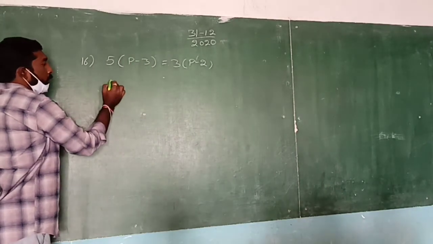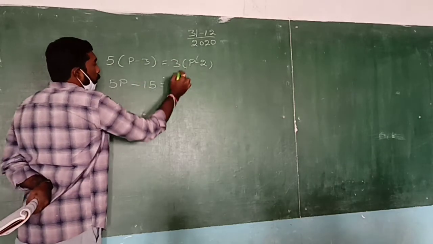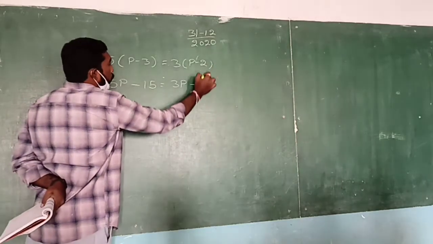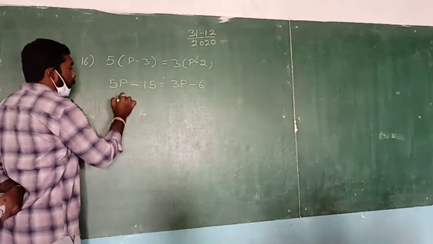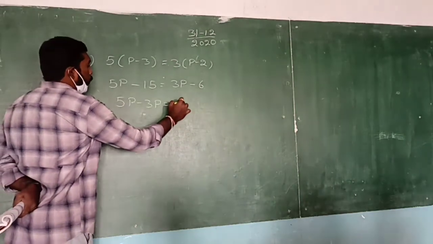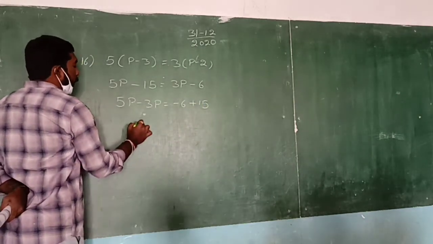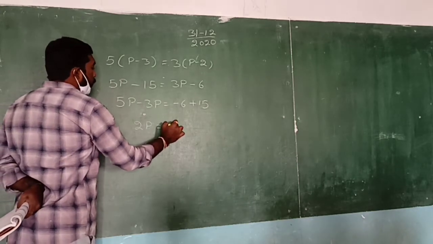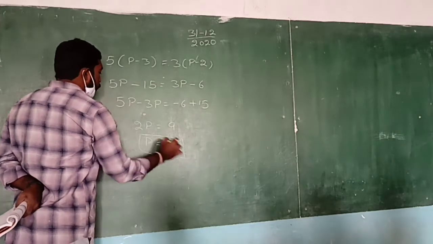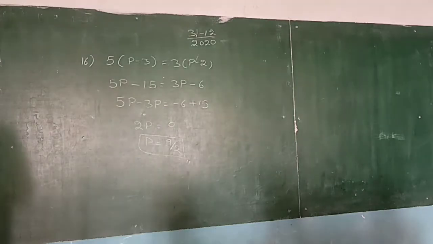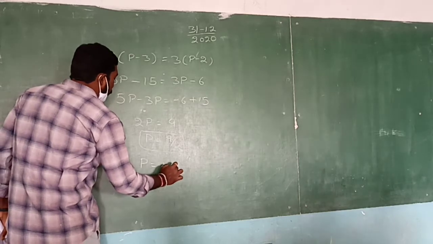So 5 into p, 5p, minus 5 into 3, 15, is equal to 3 into p, 3p, minus 3 into 2, 6. Now you have to replace the variables on one side and constants on one side. So 5p minus 3p is equal to minus 6 plus 15. So 5p minus 3p, 2p, is equal to 9. So p is equal to 9 by 2, which means 4.5.